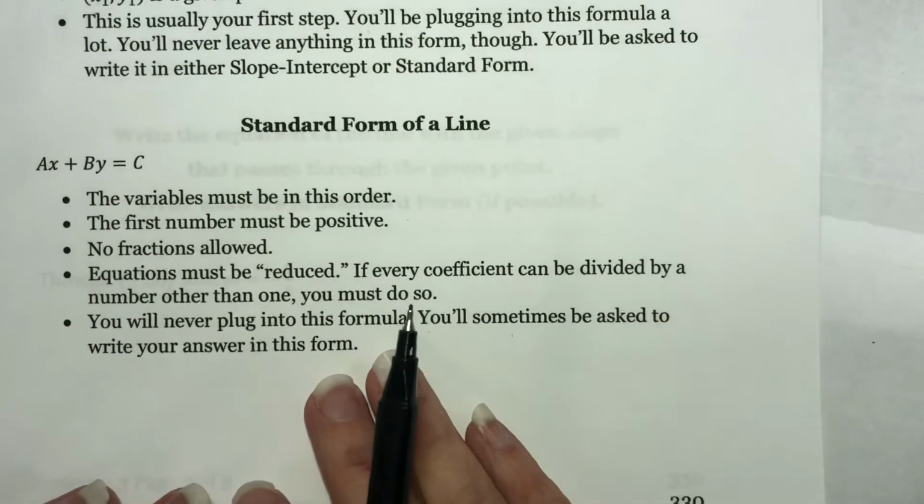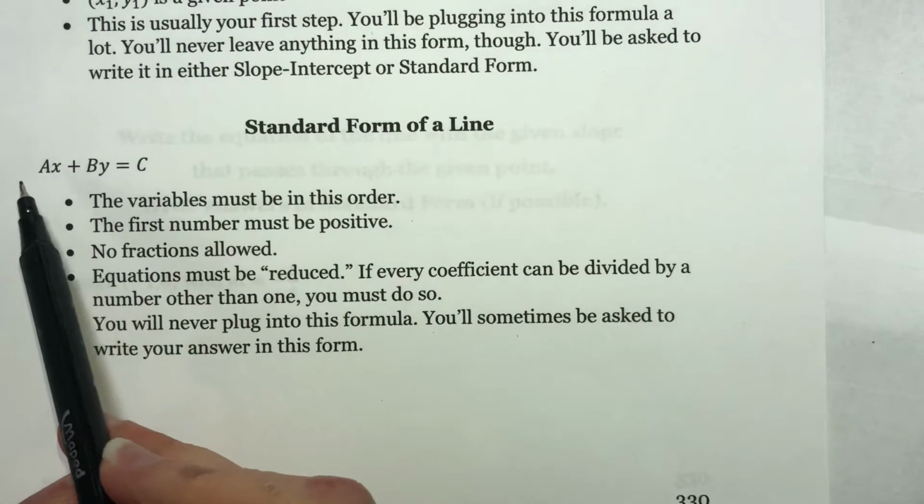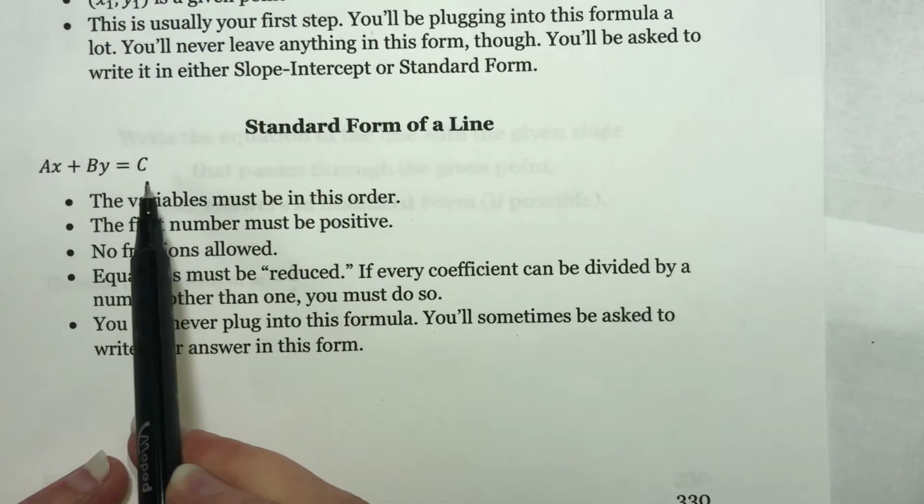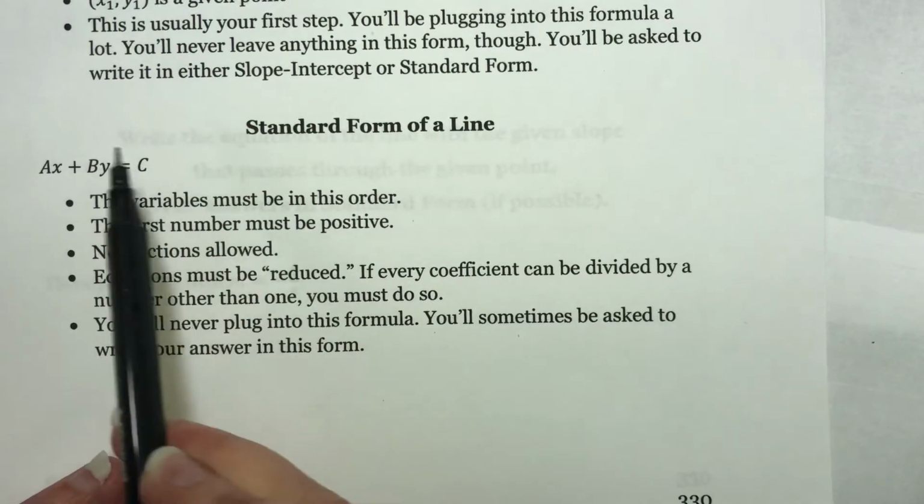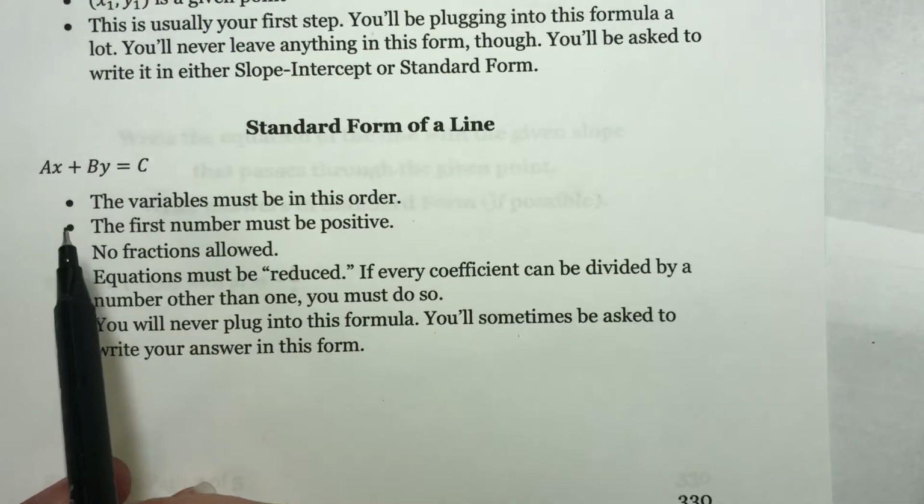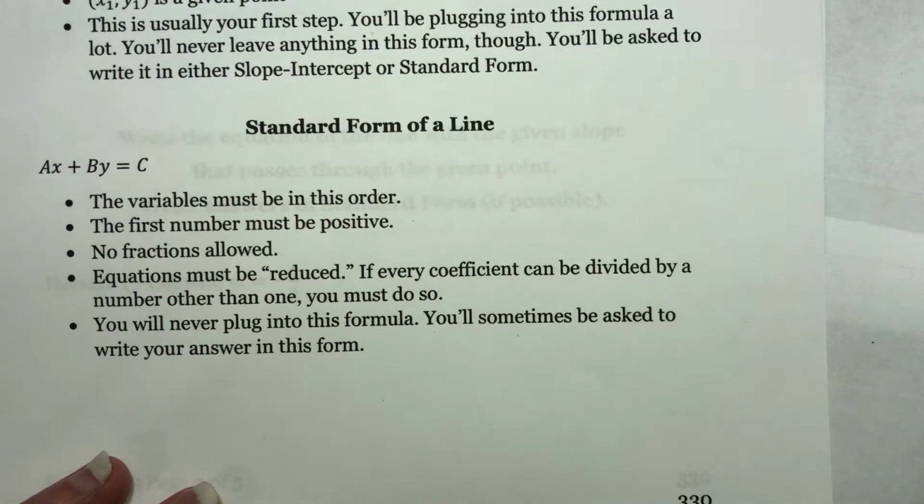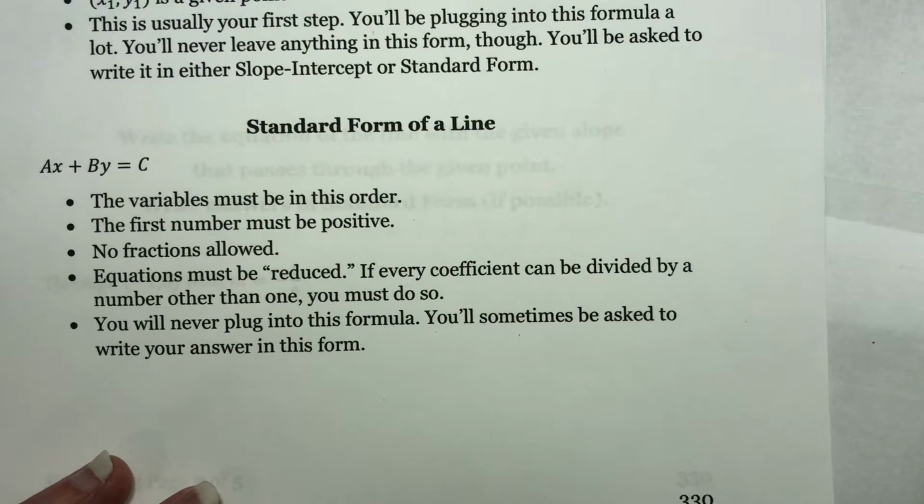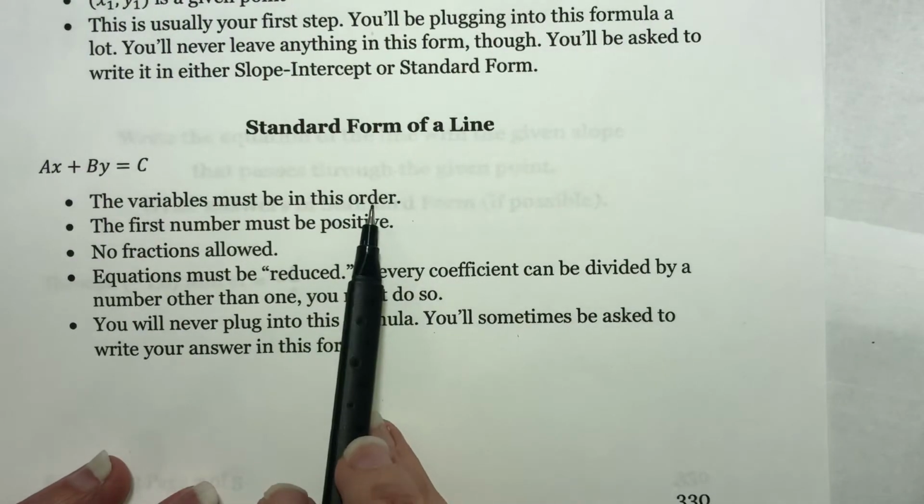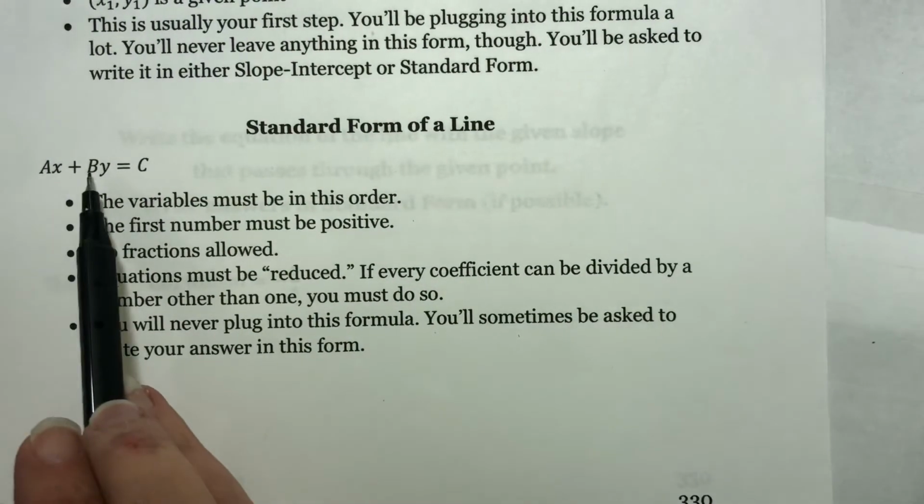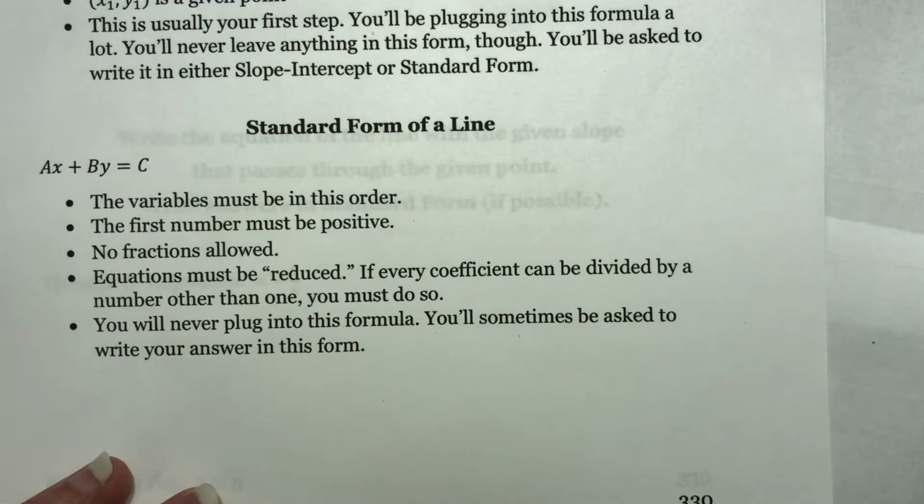Okay, now standard form. ax plus by is equal to c. We do not plug into this formula whatsoever. All we will be doing is occasionally rewriting something so that it is in standard form. Standard form is very picky. The variables must be in this order. It must be the x, and then the y, and then equal to the constant.